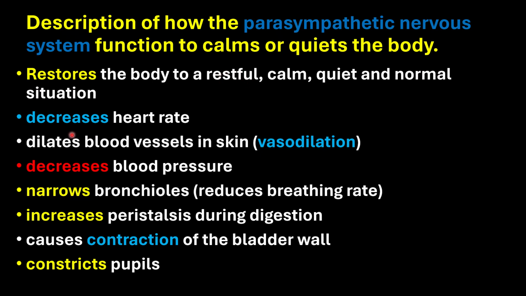And what happens? The parasympathetic section decreases heart rate. It dilates blood vessels in your skin, what is called vasodilation. It decreases blood pressure. It narrows the bronchioles or reduces breathing rate. It increases peristalsis during digestion. It causes contraction of the bladder wall, and it also constricts the pupil of the eye. So this is a description of how the parasympathetic section functions to restore, calm, or quiet the body after an emergency situation.